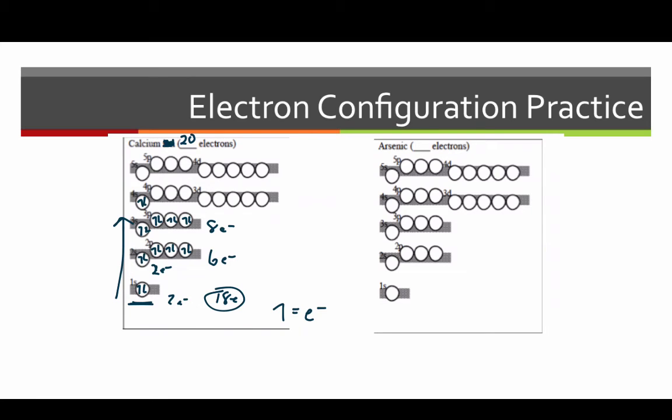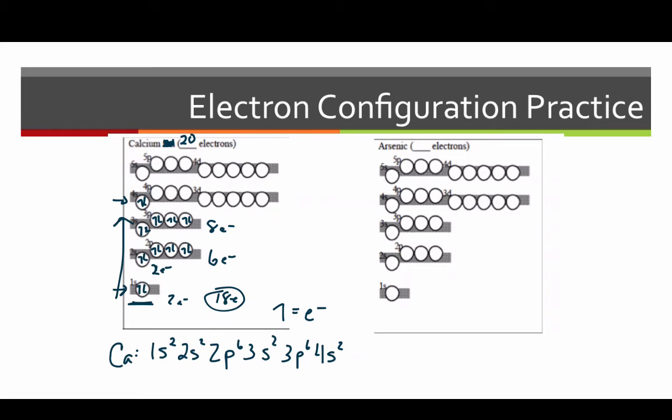And now I want the configuration, so I'm going to do the same thing we did before. So if I want the configuration for calcium, I'm just going to start down here at 1s, and how many electrons I have. I'm going to move on to 2s, and how many electrons I have. 2p and the electrons. 3s, the electrons. 3p. And now I've introduced a new energy level, 4s, and all of my electrons.